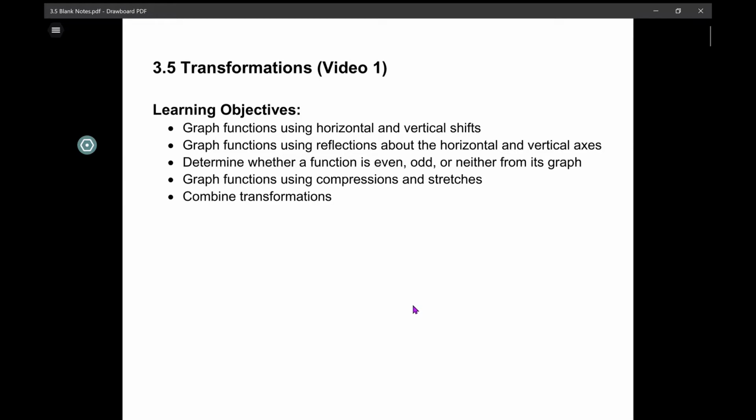So this is a little bit of a longer section, so I think there's probably going to end up being 3 videos for this. In this first video, we're going to talk about the graphs of functions using horizontal and vertical shifts. Then we will talk about reflections using horizontal and vertical axes. We will determine if a function is odd, even, or neither. And we will graph functions using compressions and stretches, and we will do some combination of transformations. All right, so let's get started.